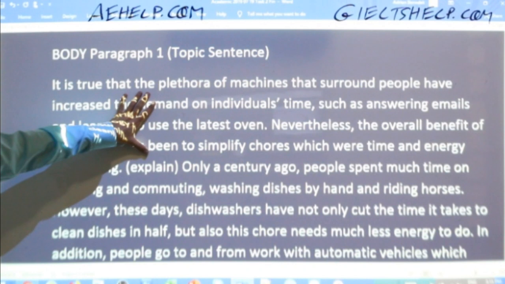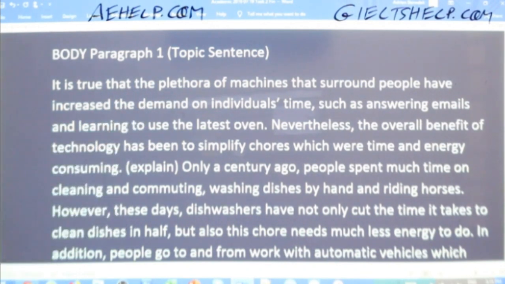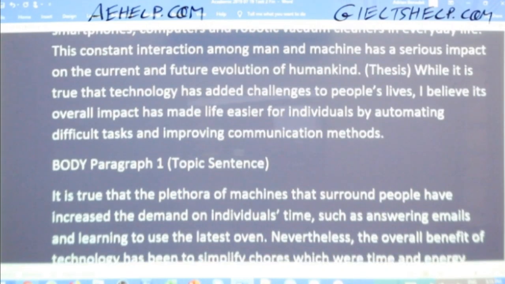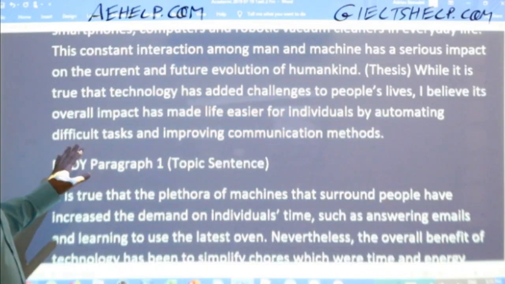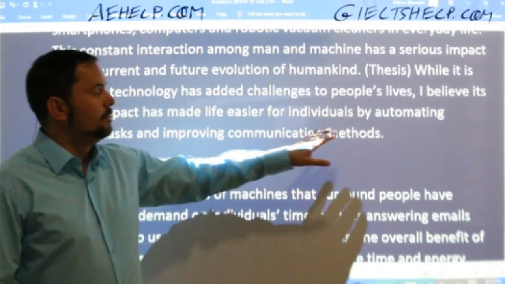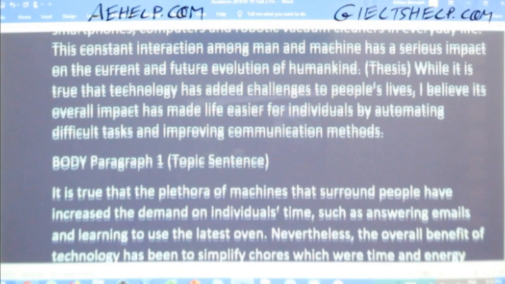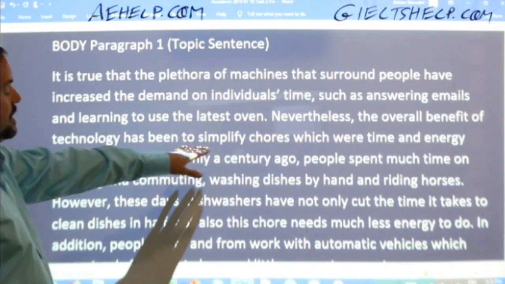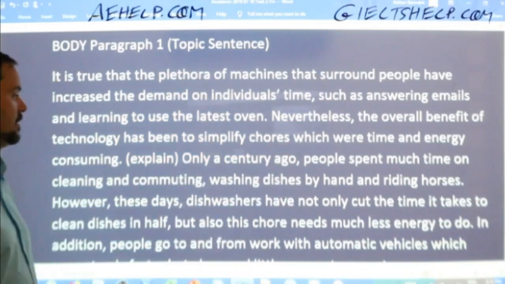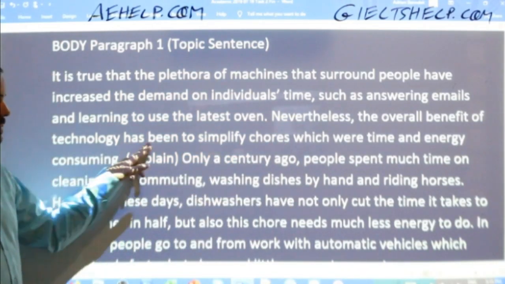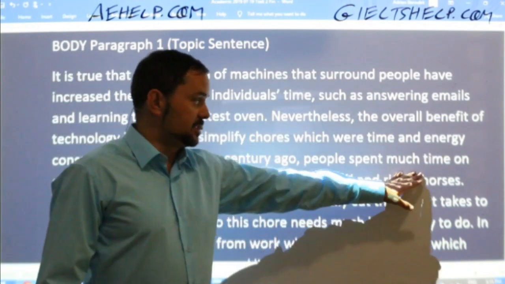So these first 2 sentences are a detailed definition of this point here, automating difficult tasks. So making difficult tasks automatic. Okay? I have that here. Simplify chores. So make difficult tasks easier. Okay? And then I explain it. So here comes the explanation. Only a century ago, people spent much time.